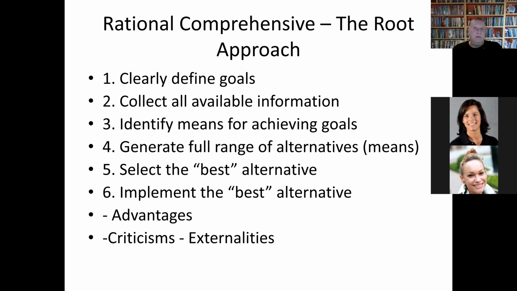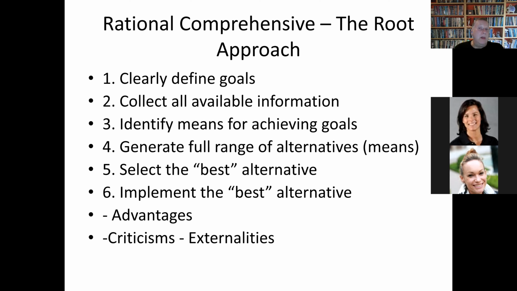So in rational comprehensive decision making, it's a very linear type of decision making process. Our first step is to clearly define our policy goals. So what are we trying to achieve with this policy? With welfare policy reform, our primary goal was to find a way to transition people from welfare to work. That was the primary goal that we were trying to achieve. So we clearly identify that goal and hopefully gain agreement among our stakeholders on what that goal is.